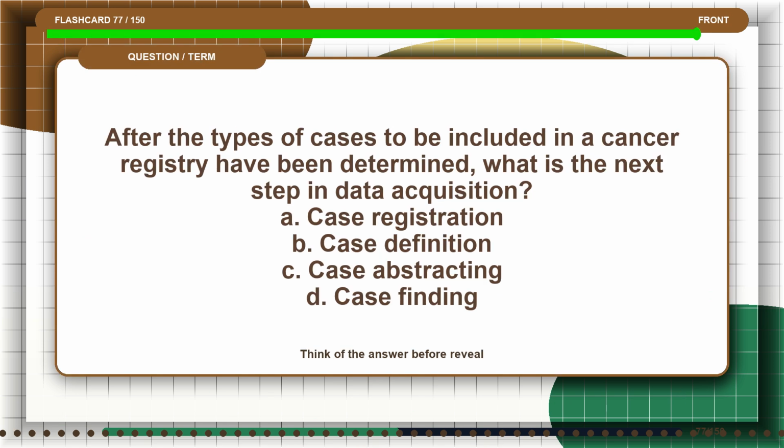Flashcard 77. After the types of cases to be included in a cancer registry have been determined, what is the next step in data acquisition? A. Case registration. B. Case definition. C. Case abstracting. D. Case finding. Think of the answer before the reveal.